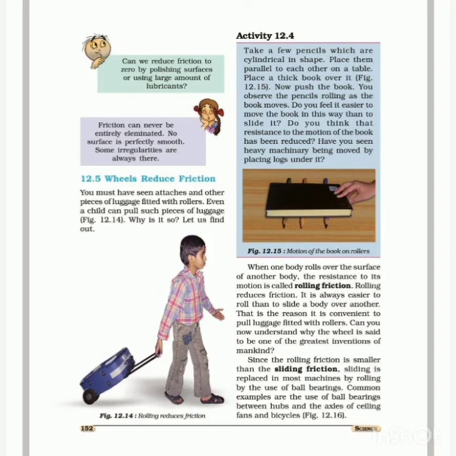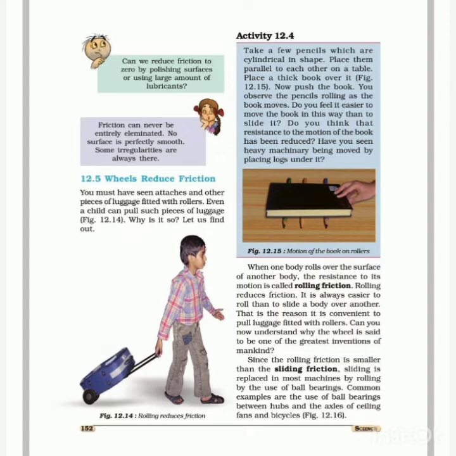See the book. Now, wheels reduce friction. At this point, we must have seen pieces of luggage fixed with rollers. Why are we using the roller? Because it reduces the friction compared to dragging on the ground. While using a bag fixed with rollers, we can easily move it from one place to another. Now see this picture, the boy is moving the bag; the rolling reduces the friction. Even a child can push such a piece of luggage.